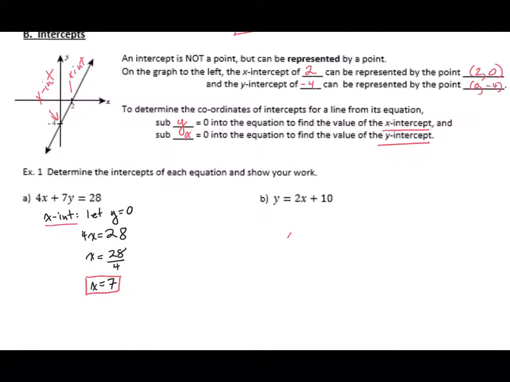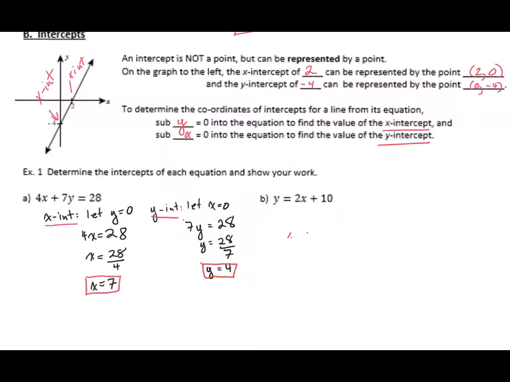Now, we'll do the same for the y-intercept. So, when we do our y-intercept, we let x equal 0. We end up with 7y equals 28. Work through, and we end up with our y-intercept being 4. From there, you can simply go and graph the 2 points, and then draw a straight line.